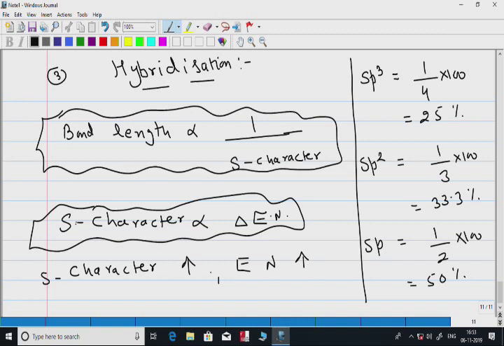S character is nothing but, dear, the amount of S, meaning percentage of the S orbital in the total. It means that ultimately we are determining the electronegativity, nothing else.